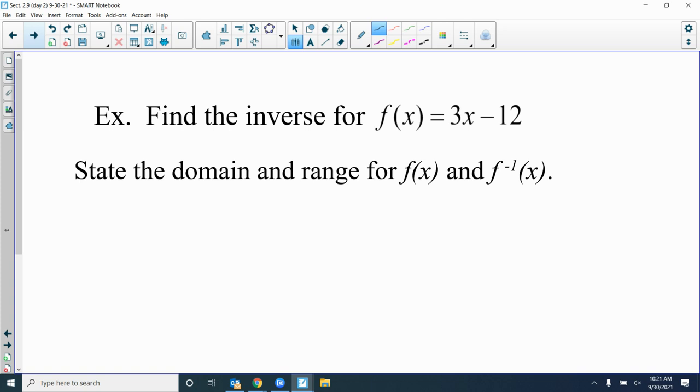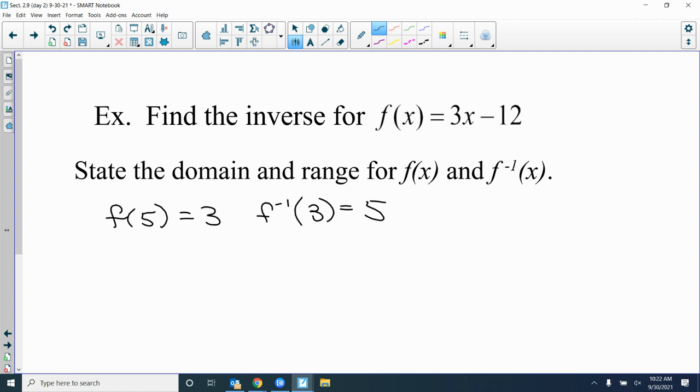Don't write these down. What is f of 5? f of 5 equals what? 3 times 5 is 15. Minus 12 is 3. The inverse, what's got to be true? What's going to happen with the inverse? The inverse, f inverse of 3, would be 5. f inverse of 3 equals 5. I've got to come up with a function. When I plug in 3, I get back 5, right?